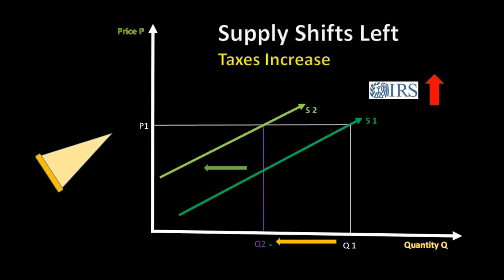Same for the taxes. If taxes go up, and we were at P1 here, well, that means it's going to cost more. So for any given price, where we were willing to produce at Q1 here, now we're going to produce at this intersection, Q2 here. The quantity of pizzas has gone down because of the increase in the cost due to taxes or regulations.